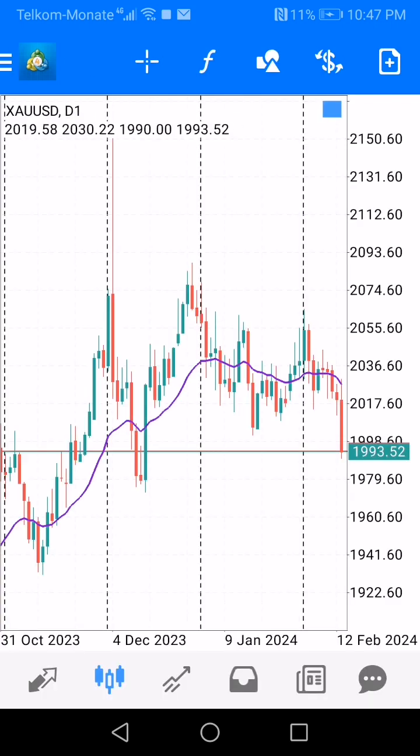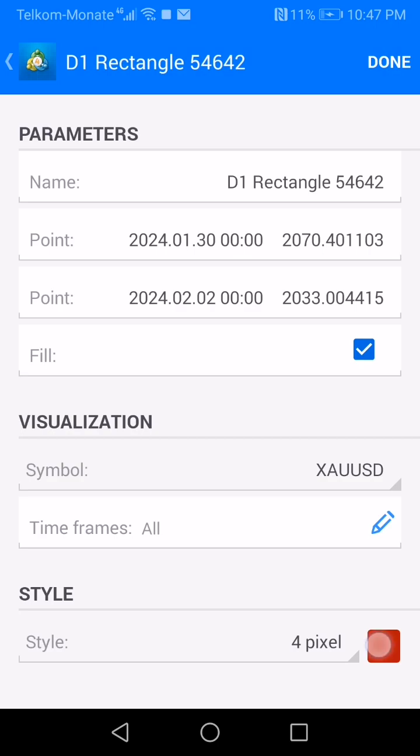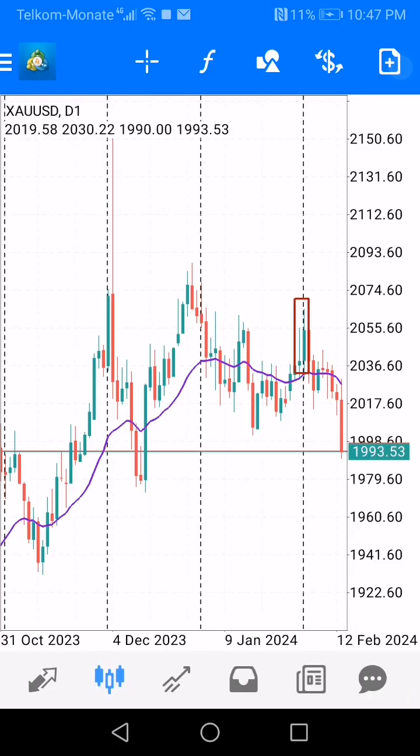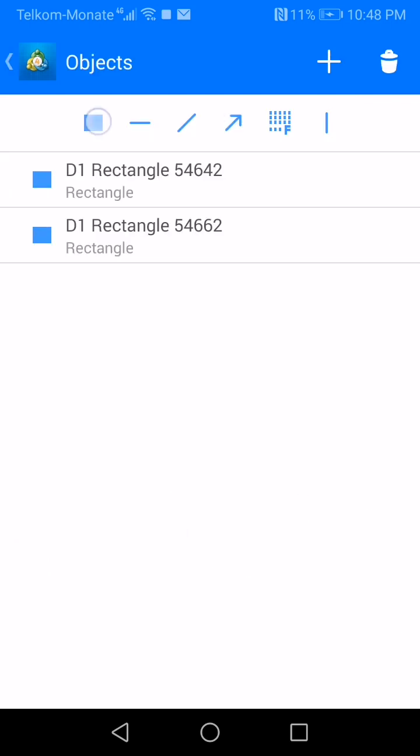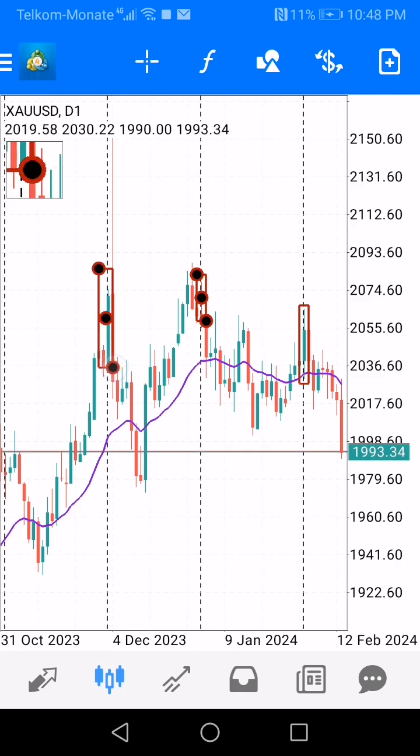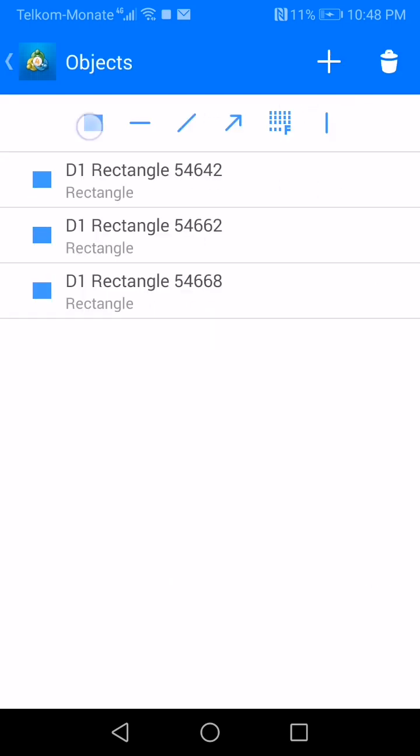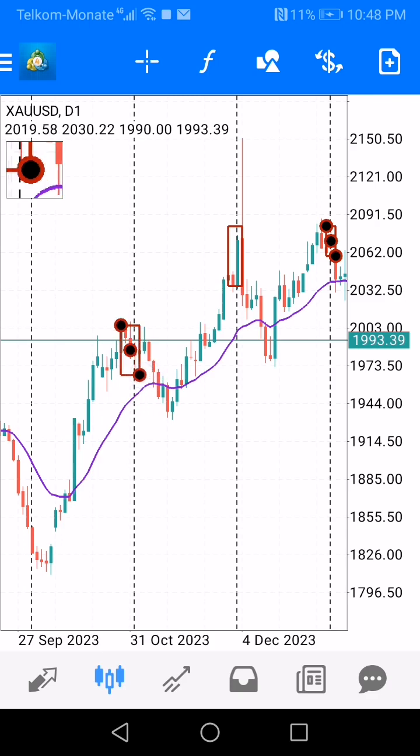You just want to go to the daily time frame and find out the open range day of each month. Can you see? The day one. Then easily you're going to mark zones for easily.